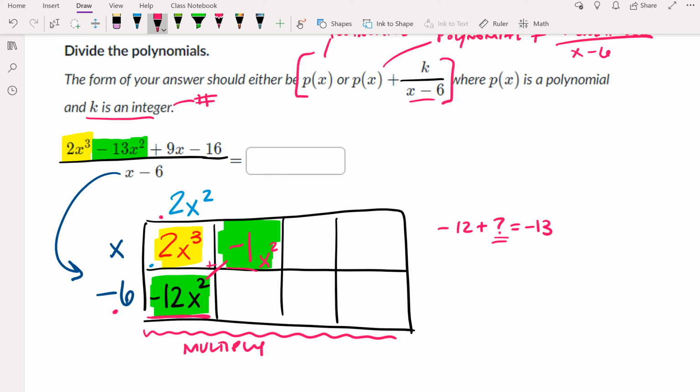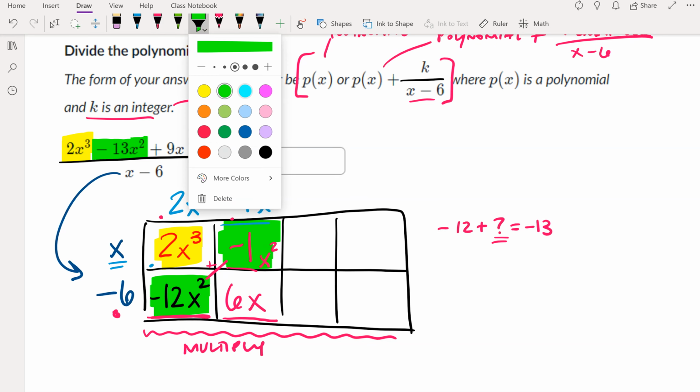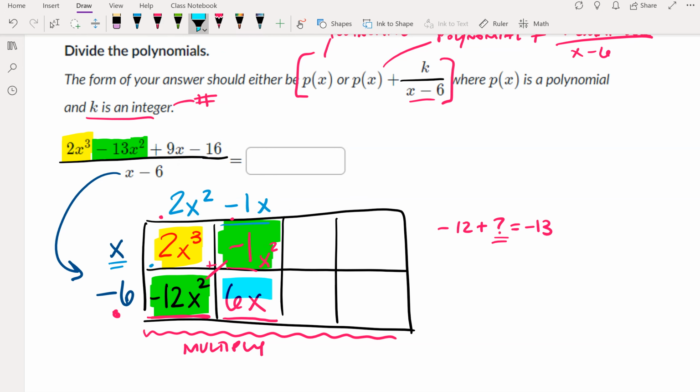So now we can go ahead and fill out the top of our box. X times what gives me negative 1x squared? X times negative 1x will give me negative 1x squared. All right, we're going to the bottom. We need to multiply to get this thing. So we're going to do negative 6 times negative 1x squared, and we get positive 6x. Sweet. Look, back to your numerator. We have positive 6x.